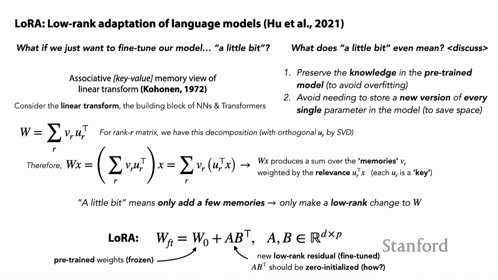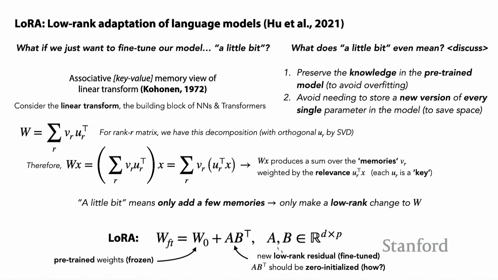One minor note is that it's usually much easier to fine-tune these models if at initialization we're starting out with the same function as the pre-trained model. So that means we want AB to be initialized with zeros. But the way we do that is a little bit tricky. If we initialize both A and B as all zeros, we're actually not going to get any gradient for either of them, so we won't learn anything.